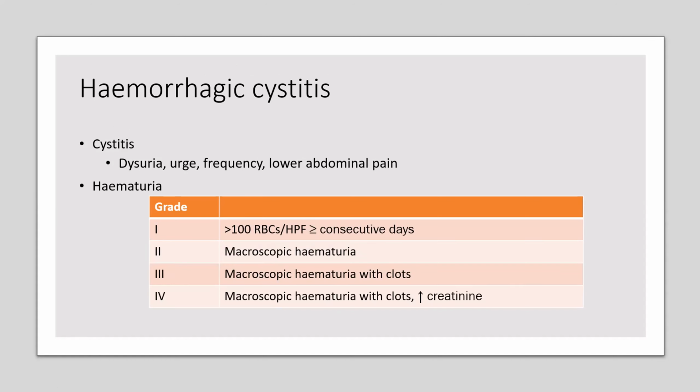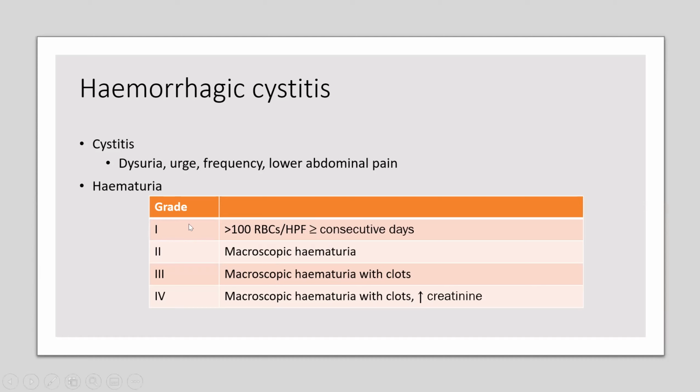So the last condition that I'm going to talk about is hemorrhagic cystitis, which we currently have a patient in our ward, and it is quite traumatizing for the patient and us. So hemorrhagic cystitis is a serious complication of transplant, and the signs the patient might have are dysuria, urge frequency, low abdominal pain.